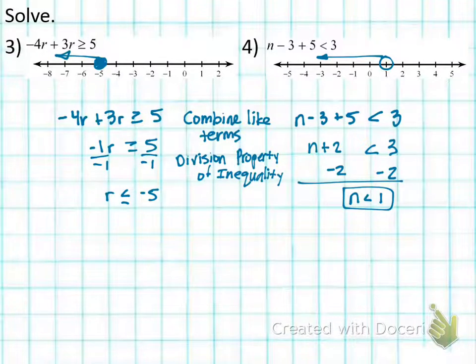How about this one, number 4? What did I do first here on this step right here? You all there? What did I do here? Good, we combine like terms, right? So we could just write that right next to it. Okay, combine like terms. And then what did I do on the next step here? Subtraction property of? Good. Okay?